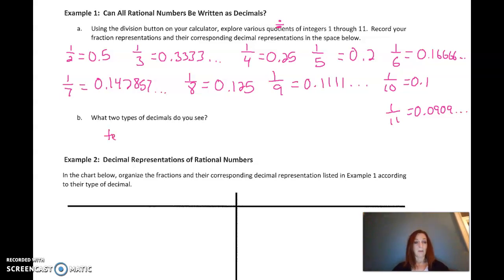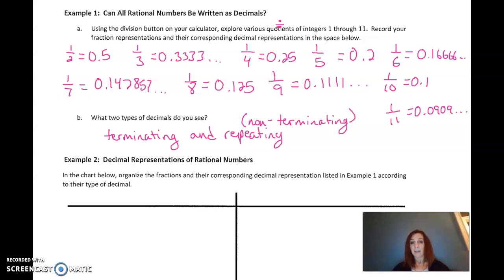Okay, we have the terminating ones, and we'll identify those in a second. The terminating ones stop, cut off. And then we have the repeating ones. The repeating ones are where we take a set of numbers and it keeps repeating. Repeating is going to be non-terminating. It still happens. 1 divided by 9, that's still a rational number, it's still a fraction, but it converts into 0.1 repeating.